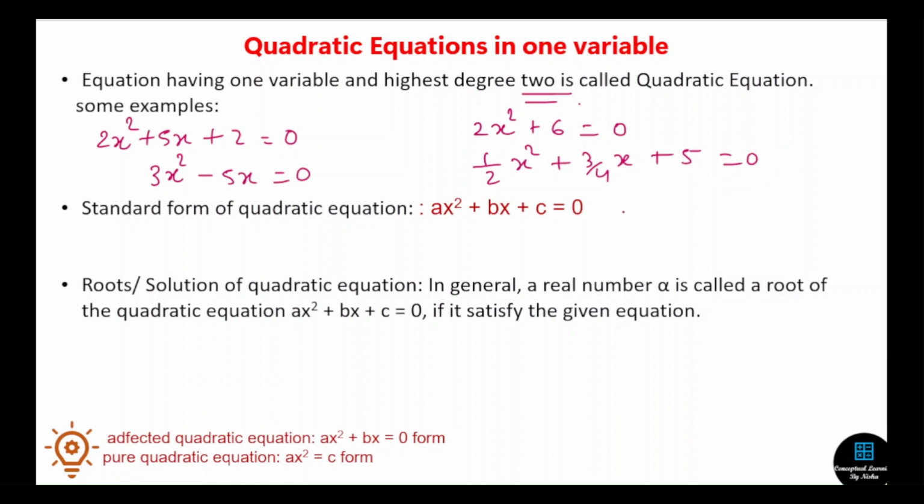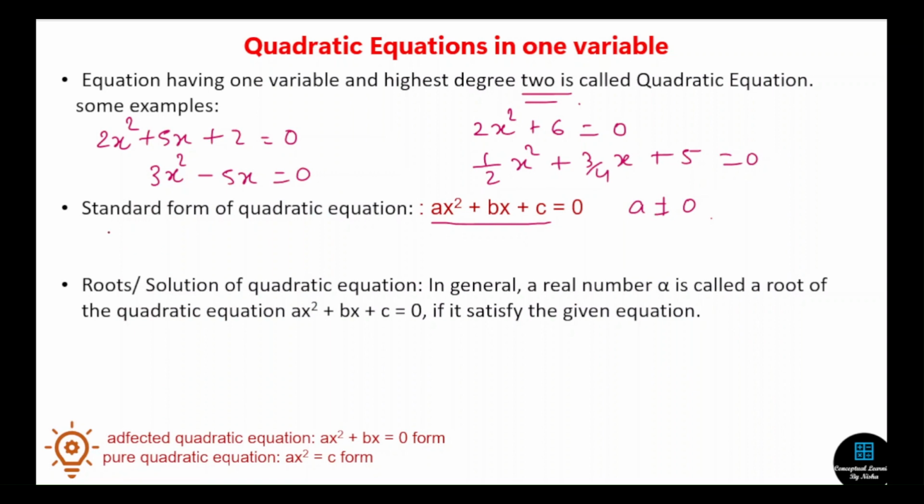Now if I talk about the standard form of the quadratic equation, it is given as ax² + bx + c = 0, where a is not equal to 0. So remember, the coefficient of x² can never be 0. If it is 0, then what will happen? If the coefficient of x² is 0, then it becomes a linear equation and it is no more a quadratic equation. So remember that, okay?